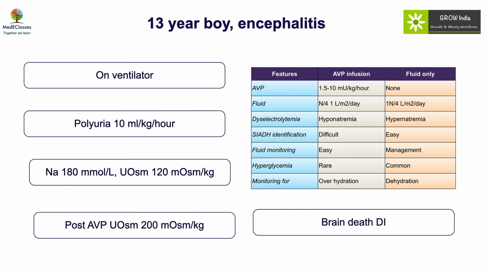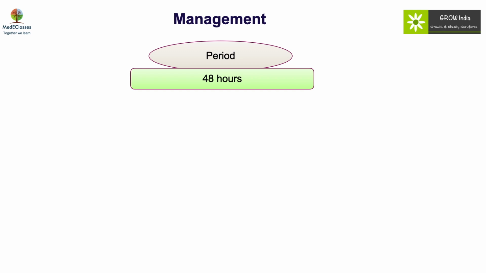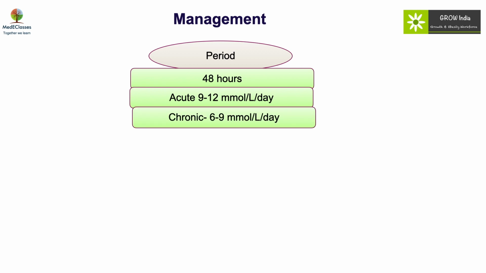We may give a low dose vasopressin infusion, 1.5 to 5 milliunits per kg per hour, but that is just a symptomatic therapy, it won't improve the prognosis of the child. Now, management of hypernatremia basically depends upon the symptoms, but usually we want to correct it slowly over 48 hours. Do not correct it more than 9 to 12 in acute and 6 to 9 in chronic hypernatremia.